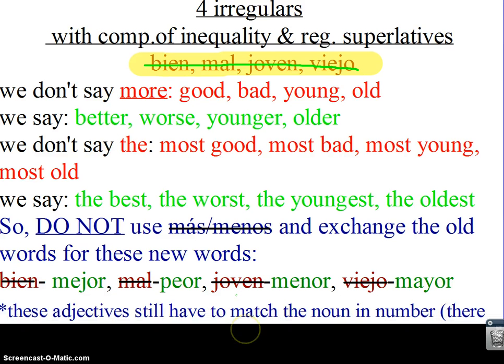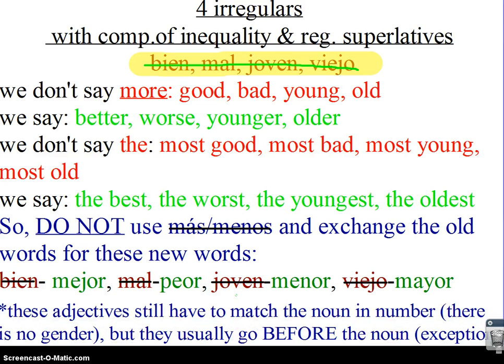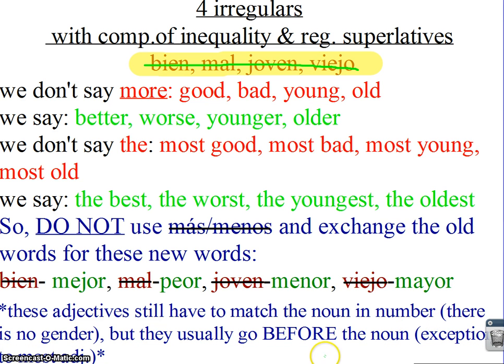These adjectives still have to match the noun they're describing in number. There is no gender because look, they all end in the letter R so that they can describe a boy or a girl, but they usually go before the noun. This is an exception to most adjectives. So please keep this in mind when you want to say better or best, worse or worst, younger or youngest, older or oldest. We do not use más o menos, and we don't use these words. We use mejor, peor, menor, and mayor.